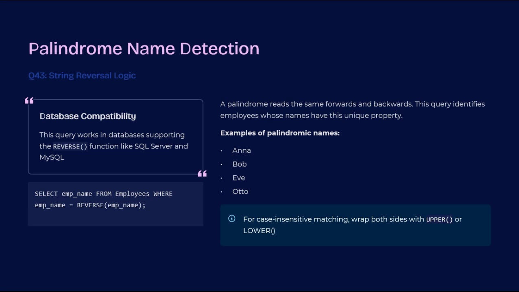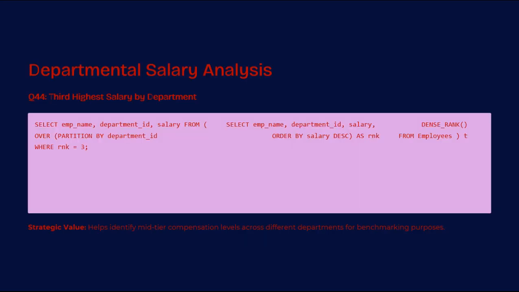Next is palindrome name detection. This query works in databases supporting the REVERSE function, like SQL Server and MySQL. A palindrome reads the same forward and backwards. This query identifies employees whose names have this unique property. So select emp_name from employee where emp_name is equal to REVERSE of emp_name. Right? For case-insensitive matching, wrap both sides with the UPPER or LOWER function.